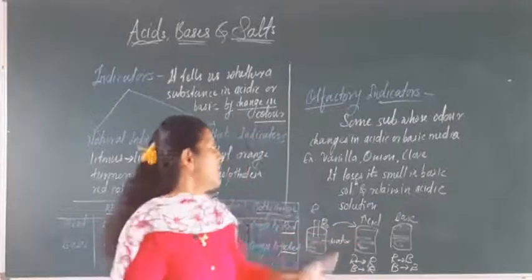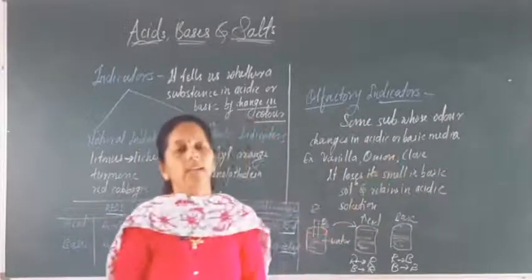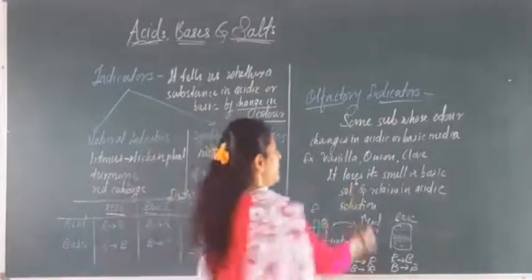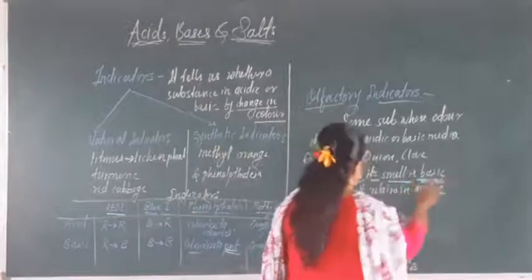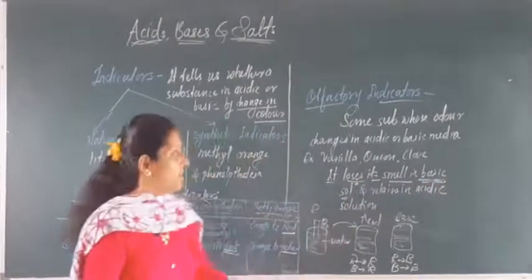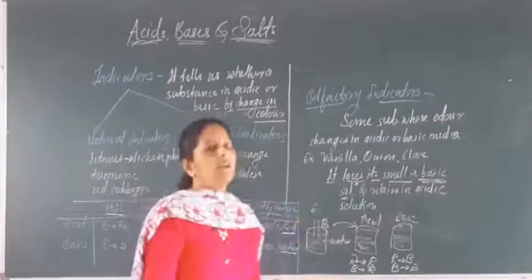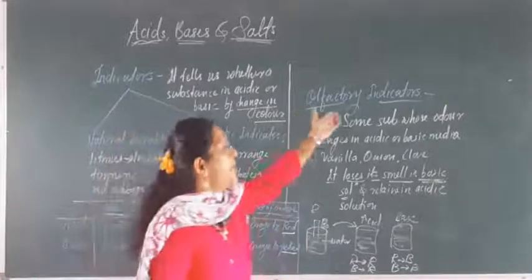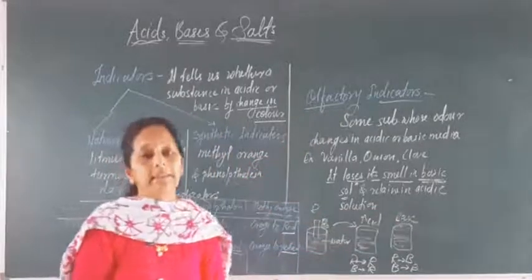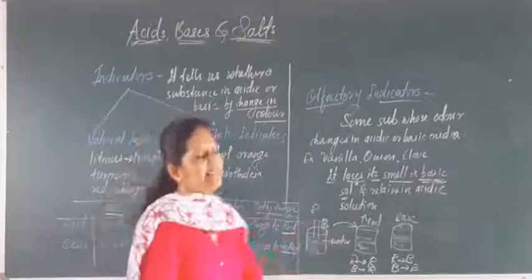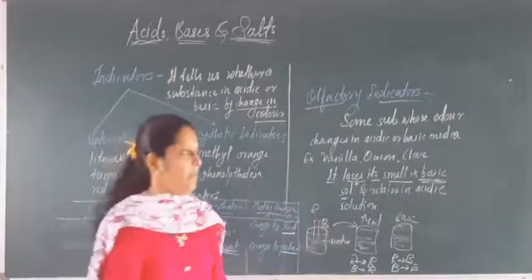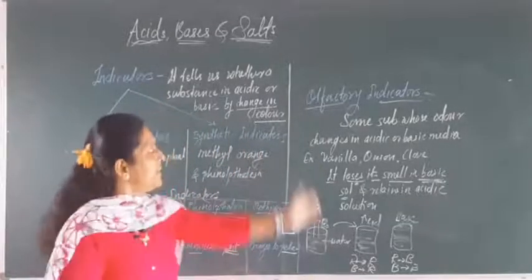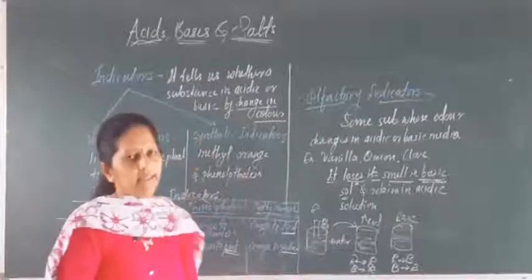There is no change in vanilla, onion and cloves in the acidic solution. They remain as they are and only lose their smell in a basic solution. So the smell or odor changes in a basic solution, not in the acidic solution. That type of indicator is called an olfactory indicator. This activity is also there for your study, and you should do it as a home assignment. So this is about the indicators, the natural indicators and synthetic indicators.